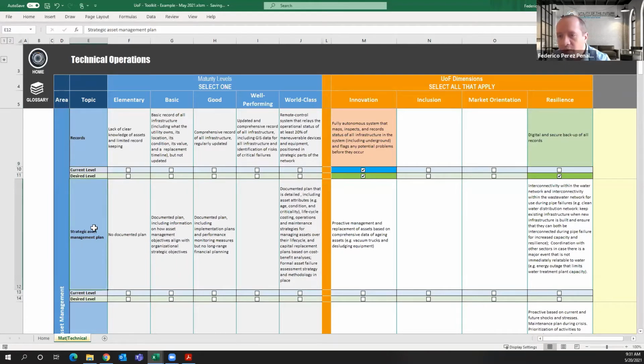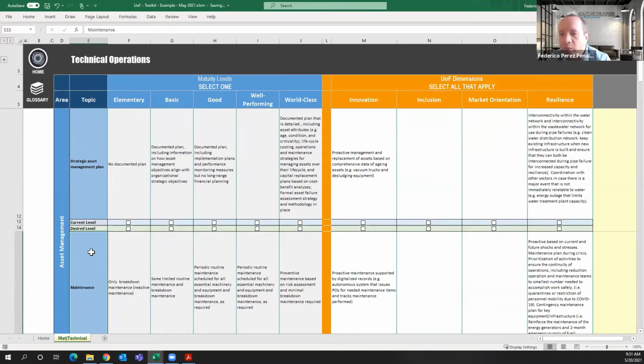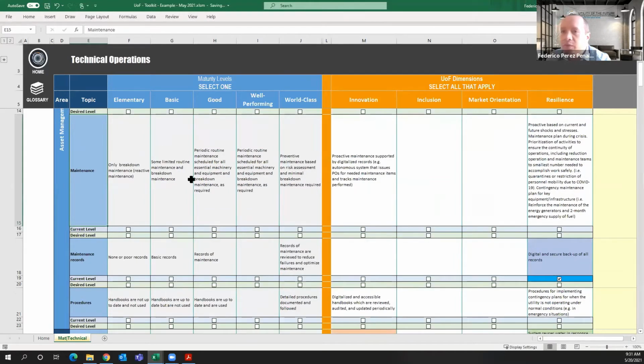you will see that you have different topics related with the technical operation. Let's say for asset management and your maintenance process, you will see that in most of the cases, again, it's a reactive process, the maintenance process. The idea is that you should have more planning and a proactive maintenance process, no?